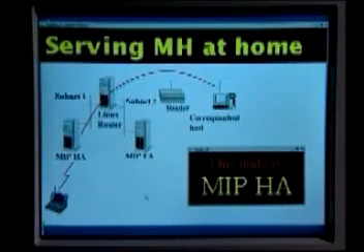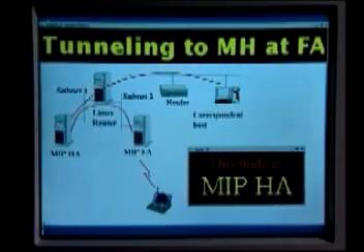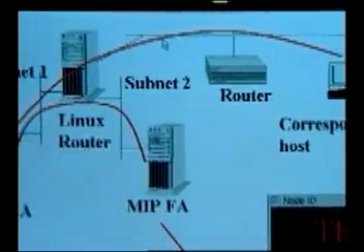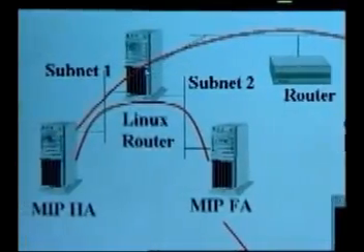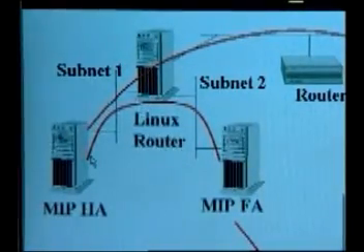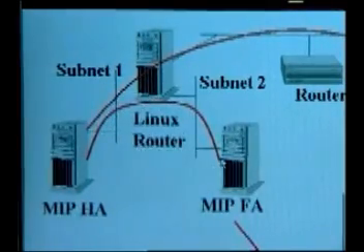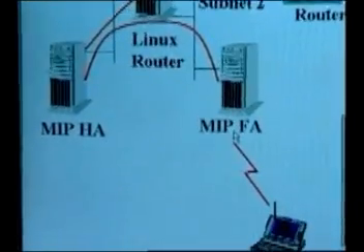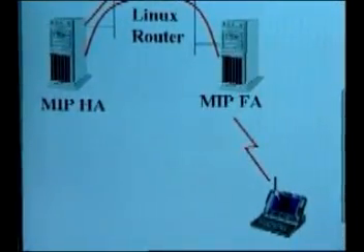Okay, we now see that the mobile host has handed off successfully to the foreign agent, and registration has been completed. So packets coming from the correspondent host are taking this route. They're going through the Linux router, coming to the home agent, where they're being encapsulated and tunneled back through the Linux router to the foreign agent, where they get unencapsulated and forwarded over the wireless link to the mobile host.